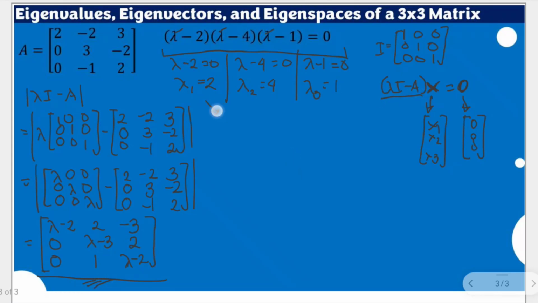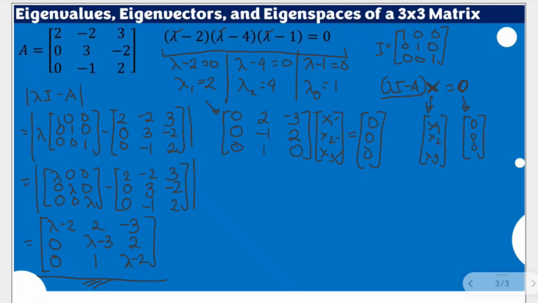So using the first lambda, since our first lambda is 2, 2 minus 2 is 0. You have 2, negative 3. This is 0, I mean, 2 minus 3 is negative 1. You have here 2. And you have 0, 1, and 0 here because 2 minus 2. Multiplying that to x sub 1, x sub 2, and x sub 3 equal to 0, 0, 0.